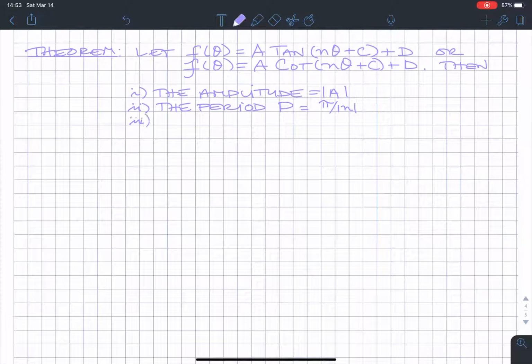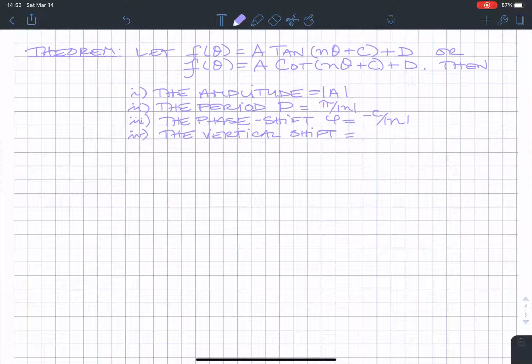Number three, the phase shift. Once again, phi is going to be negative c over n. And last but not least, and that's n in absolute value, the vertical translation, vertical shift, I'll just call it shift, is d.